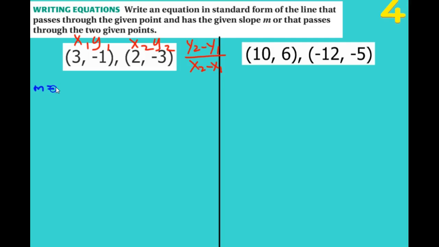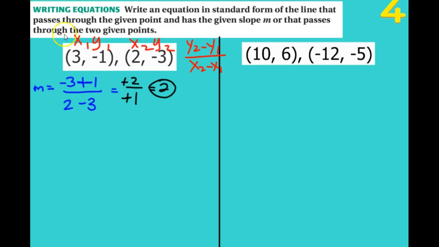and plug it in. y2 minus y1, we have negative 3 minus a negative 1, those make a positive. And then x2 minus x1 is 2 minus 3. So negative 3 plus 1, there's more negatives, it's negative 2. 2 minus 3 is negative 1. So 2 negatives we know make a positive when you multiply or divide. 2 divided by 1 is just 2.